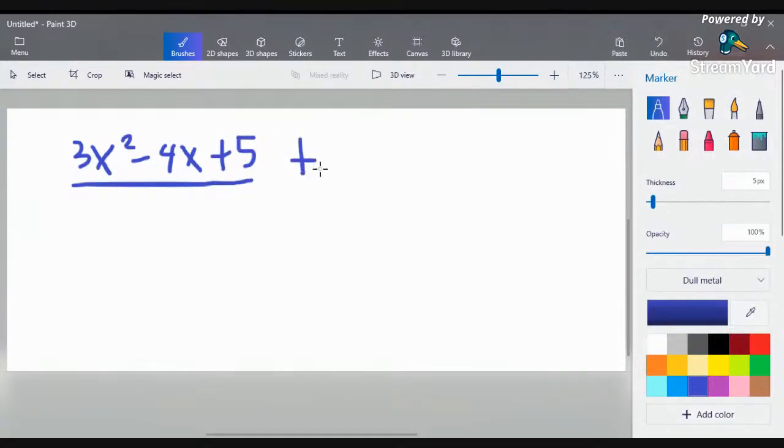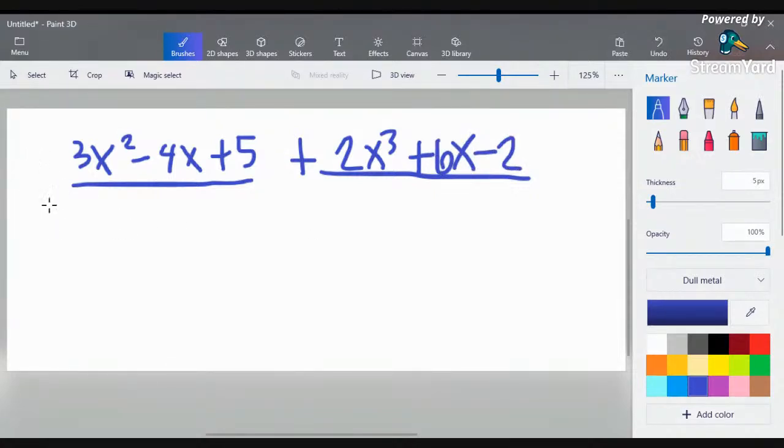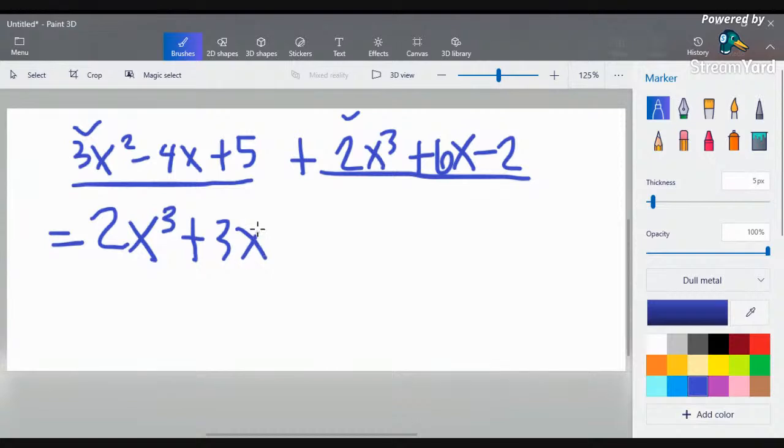Plus our g of x, which is 2x cubed plus 6x minus 2. Okay, so if we are going to find the value of that, we'll have 3x squared plus, we don't have common term with 3x squared. So, ma-start kita with cube, 2x cubed plus 3x squared. Okay, we cannot combine them with anyone here because they don't have the same value.